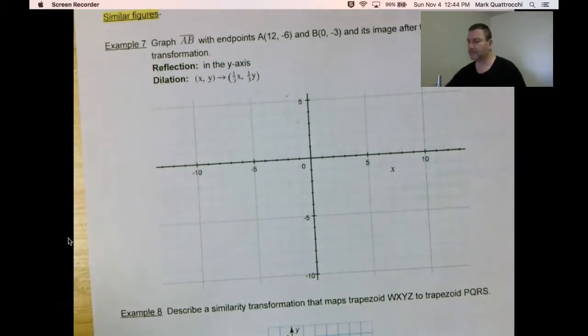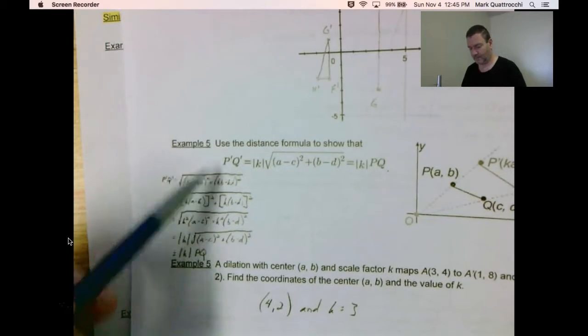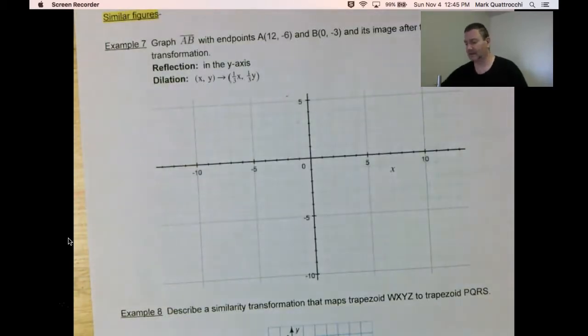For some reason the numbering on the answer key is off. I have two number 5s on the answer key. That's why. Number 5, number 5. And in reality, that's number 6. So this is now number 7.